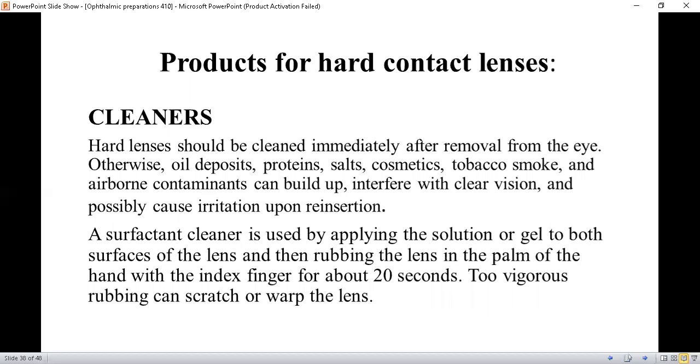A surfactant cleaner is used by applying the solution or gel to both surfaces of the lens and then rubbing the lens in the palm of the hand with the index finger for about 20 seconds. Too vigorous rubbing can scratch or warp the lens. So the first category for hard contact lenses is also cleaners, and they contain surfactants. So you can apply the surfactant on the surface of the lens, and then by gentle rubbing you can clean your hard contact lens.